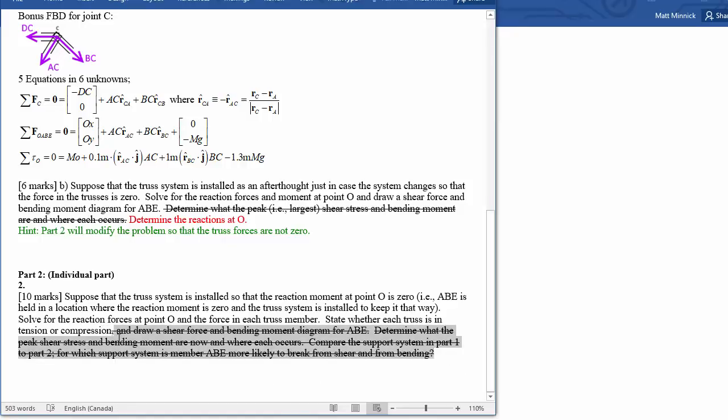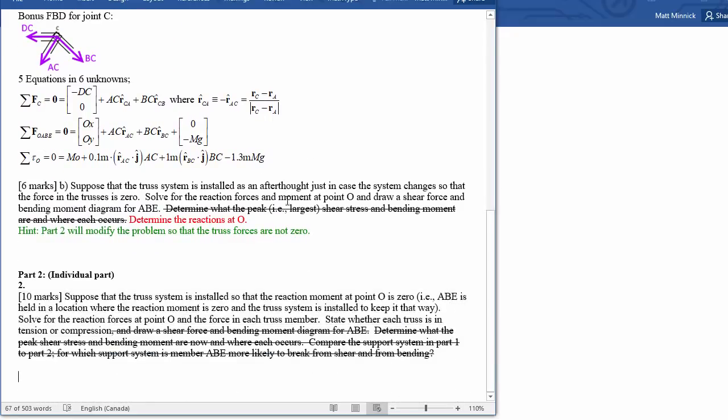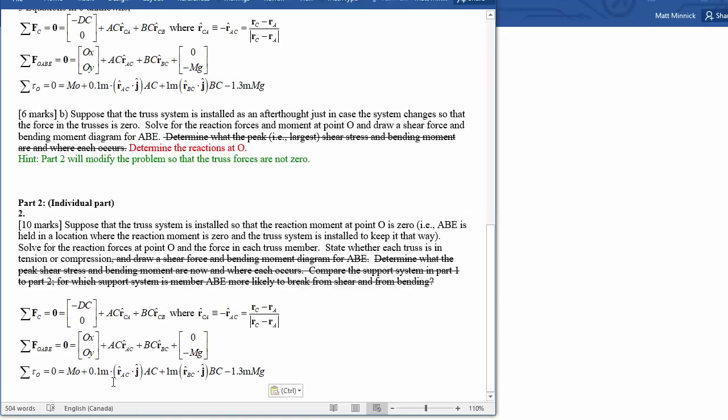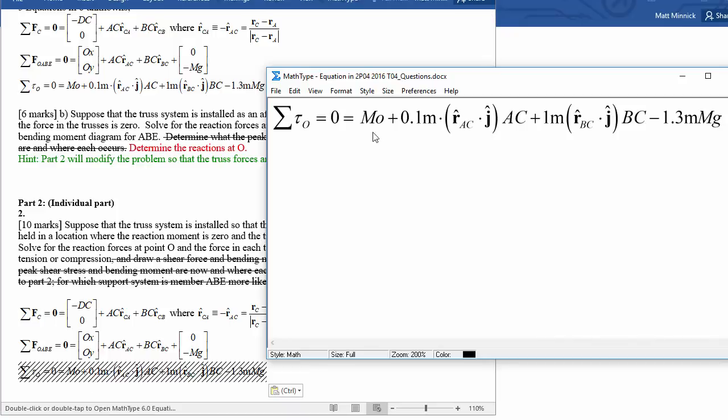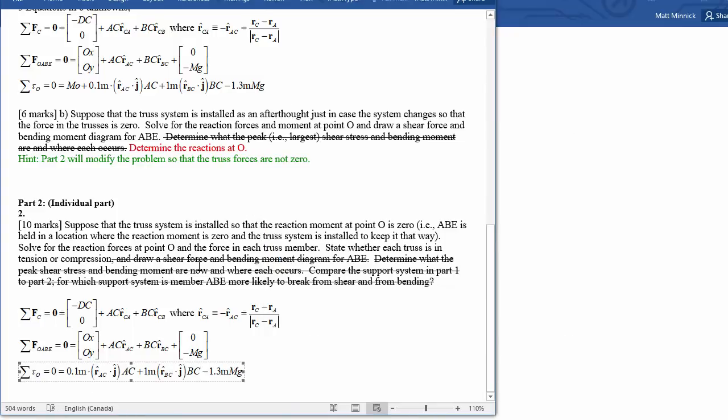Lots of fun stuff to come soon, but for now, all we're going to do is solve for what the truss forces are and the reaction forces at point O, assuming the reaction moment at point O is 0. Okay, so going back up to this equation set, we've got MO is now 0 by definition, so we've just sort of said that the thing's 0, and we're going to try and solve the equations that we get.